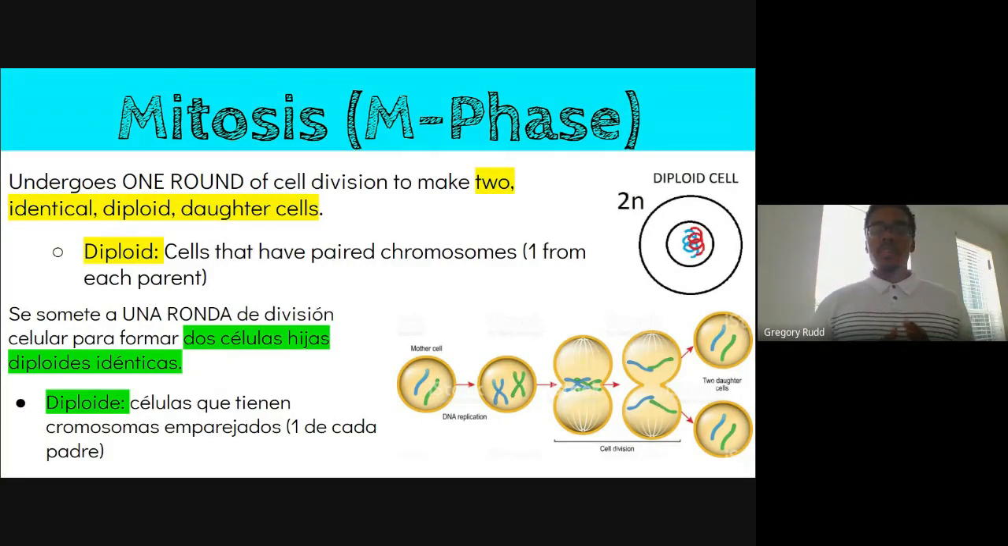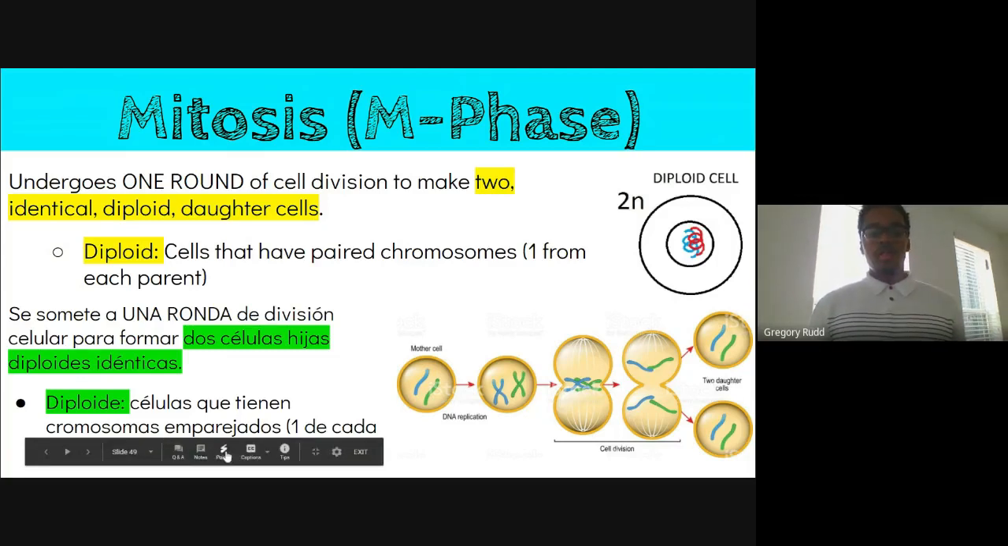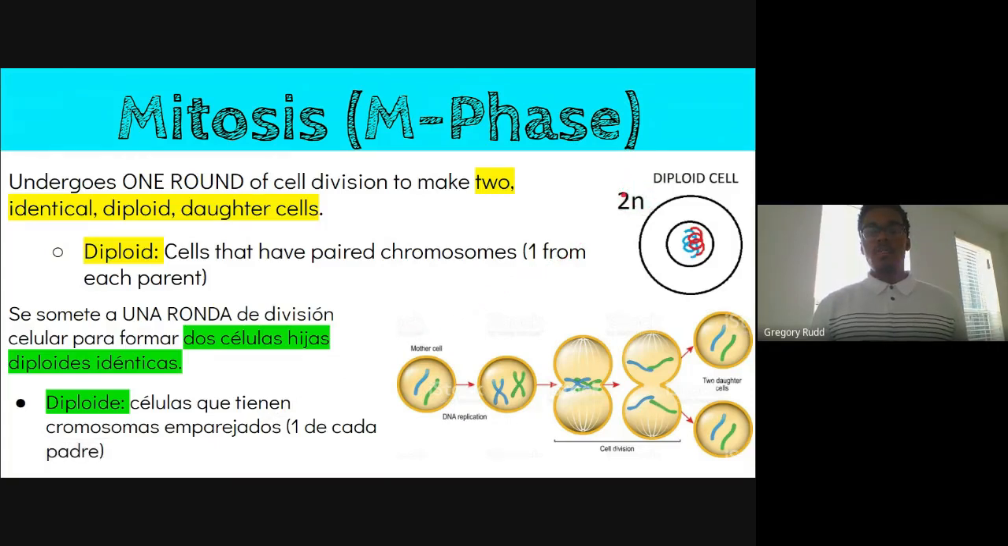But this word diploid is new to us. A diploid is a cell that has pairs of chromosomes. And so often you'll see us refer to this notation here, 2N, to represent a diploid, because it has twice the number of chromosomes. It's got one from each parent.